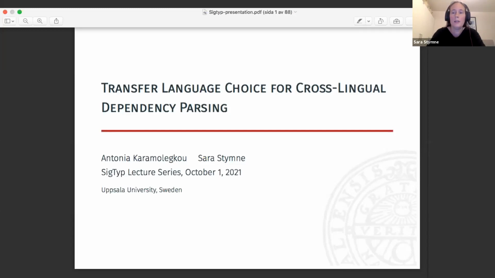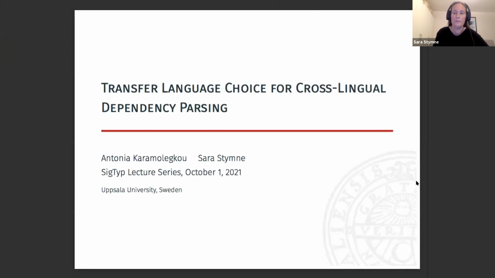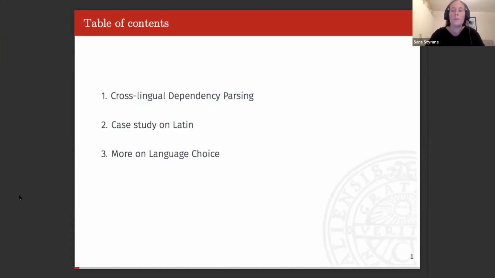Okay, so as Joe said, my name is Sara Stymne, and I will give this talk jointly with Antonia Karamolegkou. We'll talk about transfer language choice for cross-lingual dependency parsing. We divided this talk into 3 parts. I'll start by giving a background on cross-lingual dependency parsing, and especially on transfer language choice. Then Antonia will take over and talk about a case study focusing on parsing Latin. And then I will have the last part presenting 2 other studies on a more diverse set of languages and also taking domain into account, and then finally wrap up.